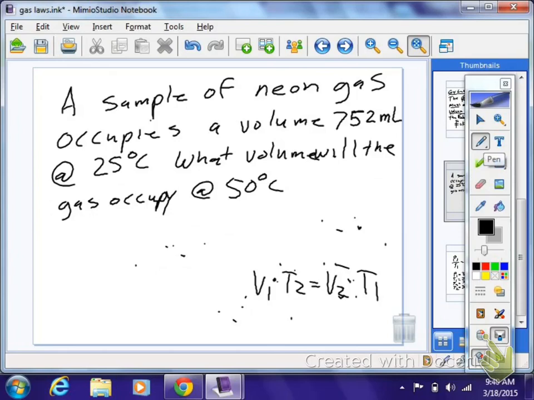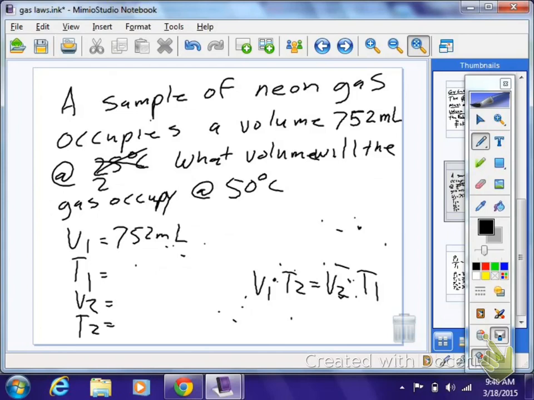So then now we just have to identify the V1, the T1, the V2, and the T2. So you guys help me identify these. So what's V1? 752. Okay, 752. T1? Okay, so right away what I'm going to do is I'm going to say, it's not 25. I'm not going to make a mistake. Write that in there. It's 298.